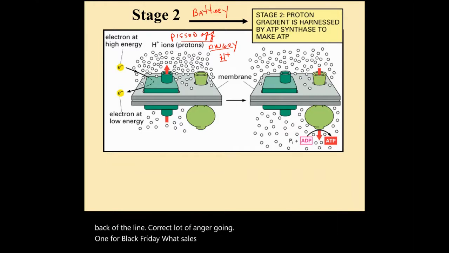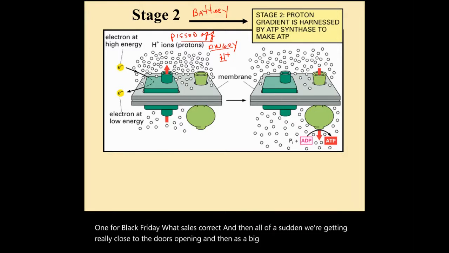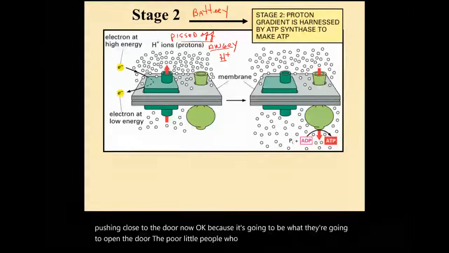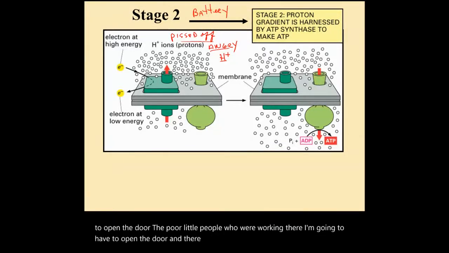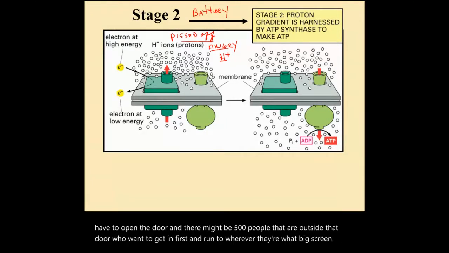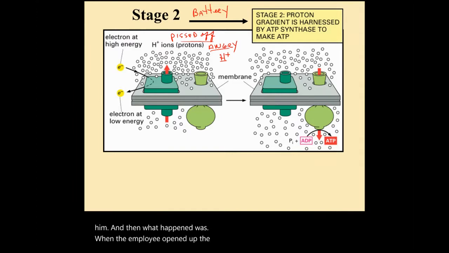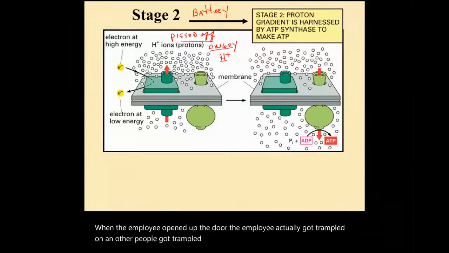And then all of a sudden, we're getting really close to the doors opening. And then there's a big push. Everybody starts pushing close to the door now, okay? Because they're going to open the door. The poor little people who are working there are going to have to open the door. And there might be 500 people outside that door who want to get in first and run to wherever they're selling the big screen TV to try to get a hold of it or whatever they came for. And then when the employee opened up the door, the employee actually got trampled on and other people got trampled on with everybody running in.